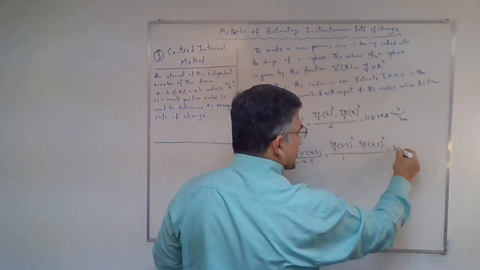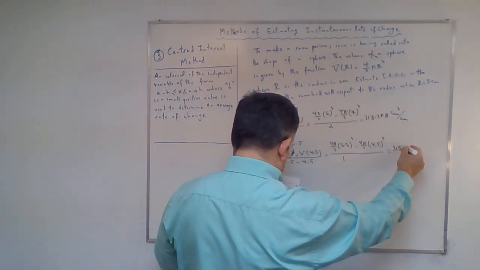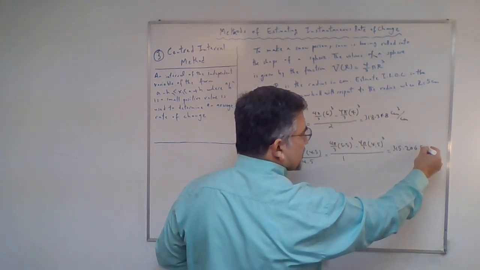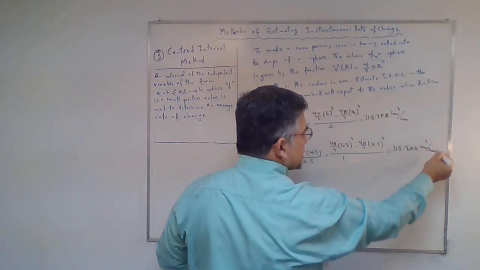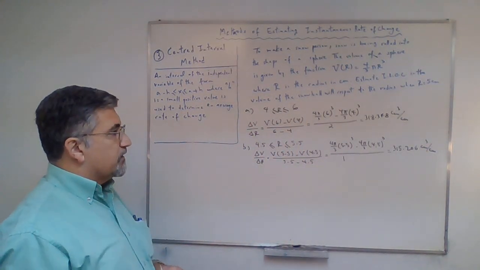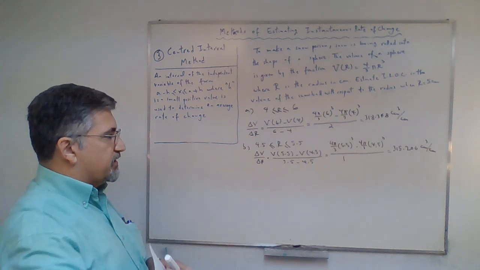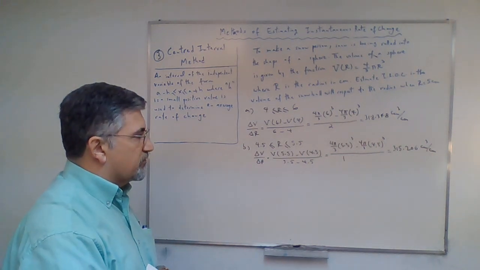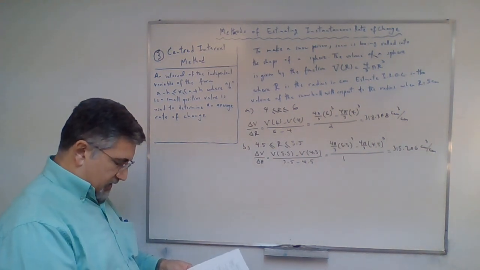315.206 cubic centimeters per centimeter. So the answers are close, obviously, because both are estimations, but they're not very far from one another.